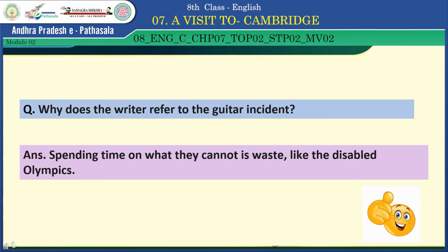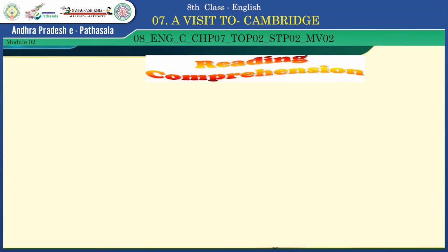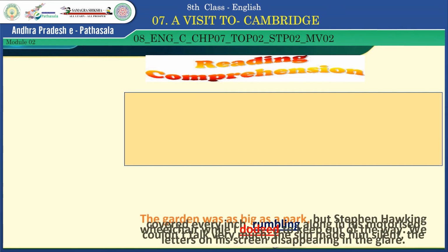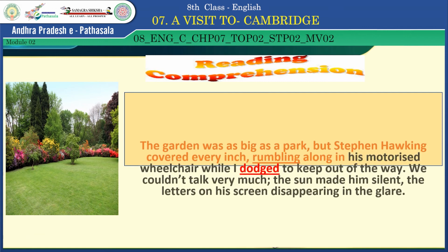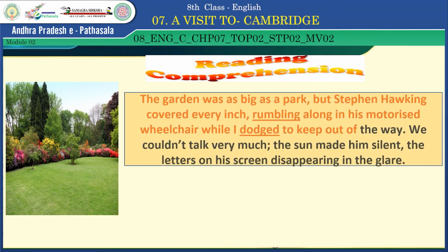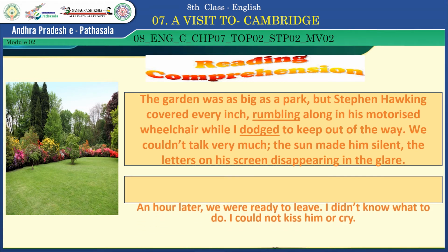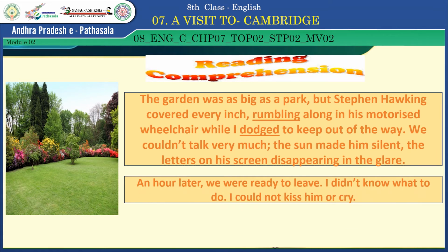Children, let's see the next part. The garden was as big as a park, but Stephen Hawking covered every inch, rumbling along in his motorized wheelchair while I dodged to keep out of the way. We couldn't talk very much. The sun made him silent, the letters on his screen disappearing in the glare. An hour later, we were ready to leave. I did not know what to do. I could not kiss him or cry.